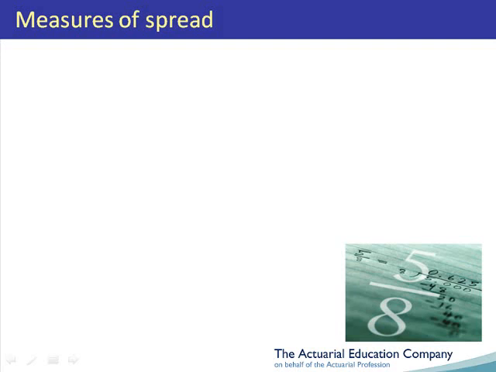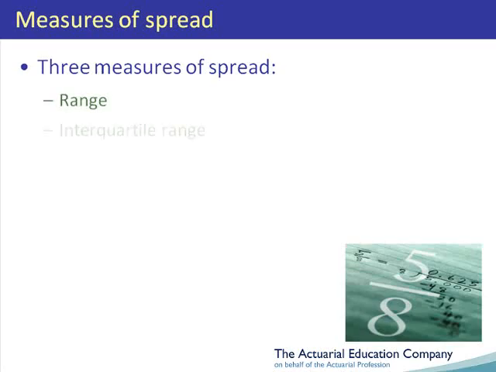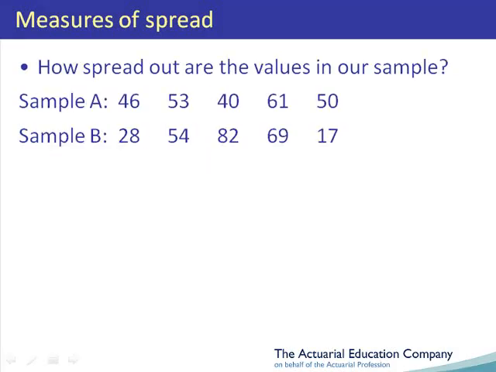In this unit, we are going to be looking at three measures of spread: the range, the interquartile range, and the standard deviation. We have seen in a previous unit how to calculate the mean, mode, and median for a data sample. We now look at measures we can use to identify the spread within a set of sample values.